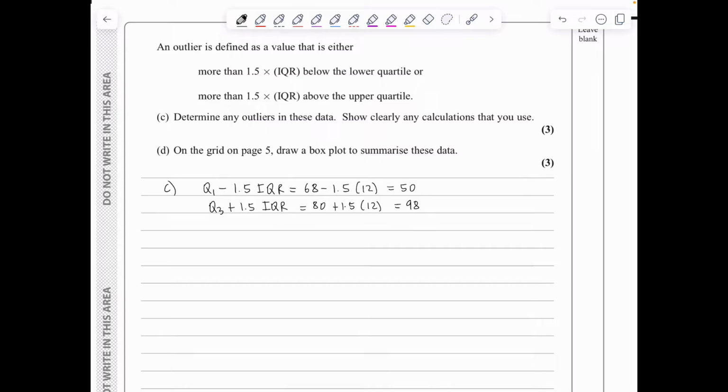So if I look at my stem and leaf diagram, we notice that the only value which is beyond this limit is the 43. So I say 43 is less than 50, and hence we conclude that 43 is the only outlier. So we had to show all calculations here in order to arrive at any outliers within the data.